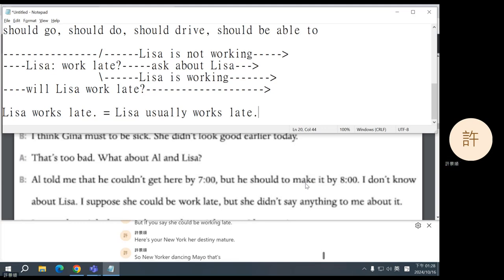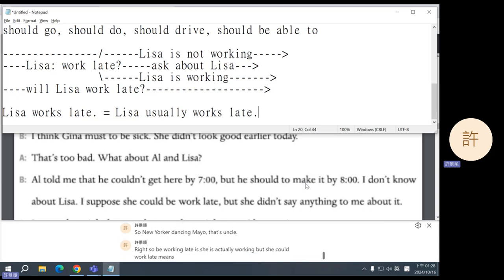Right? So be working late is she is actually working. But she could work late means usually, according to her schedule, she should be at work.